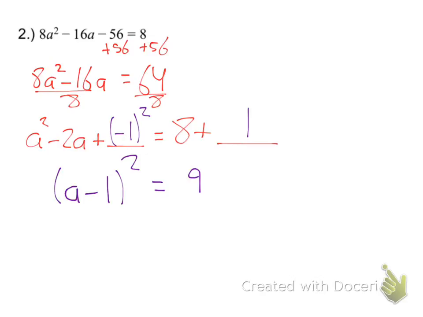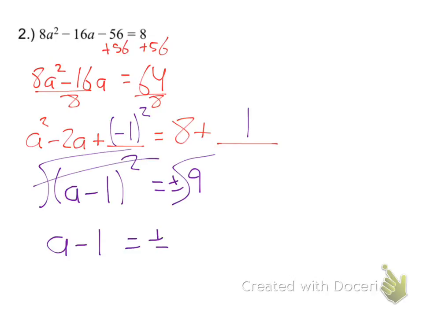Where do I solve it? How do I do that? Square root. Don't forget plus or minus. The square and the square root will definitely cancel each other. So it's a minus 1 is equal to plus or minus 3. And then the last step was kind of important. I add 1 to both sides to get a by itself.